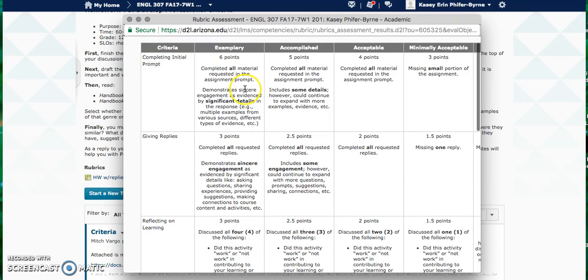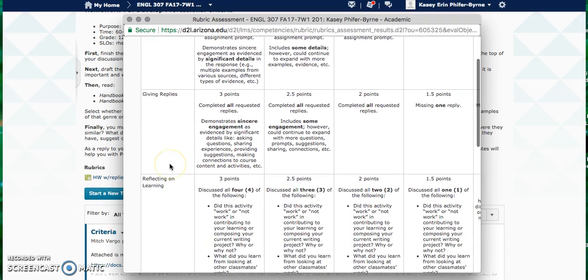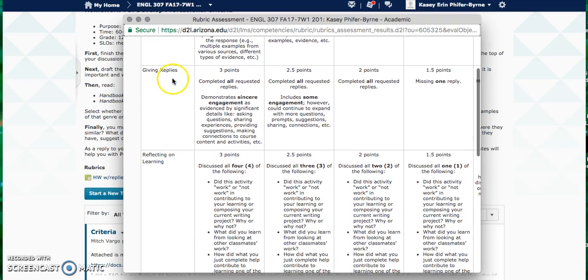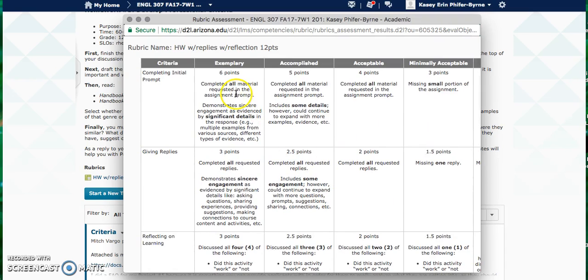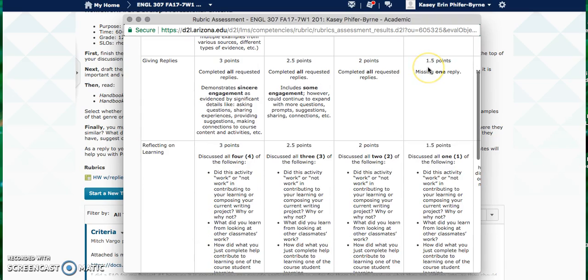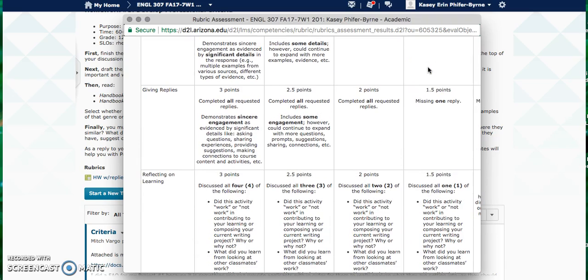Most people are getting full points on completing initial prompt, but I've noticed myself making a lot of deductions in the giving replies and reflecting on learning categories. This is not always here, but when it is here, it's another one that I'm seeing a lot of deductions on. When I grade your work, my rubric allows me to click on these and then it does the math automatically for me. So that's how I arrive at such precise decimals of points. It's because it's all automatically calculated.